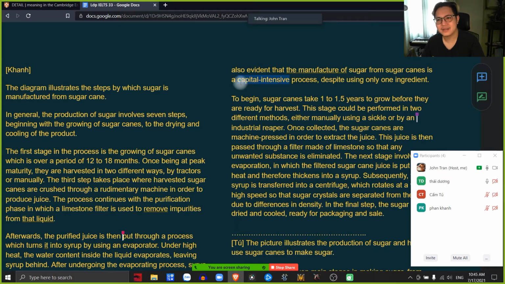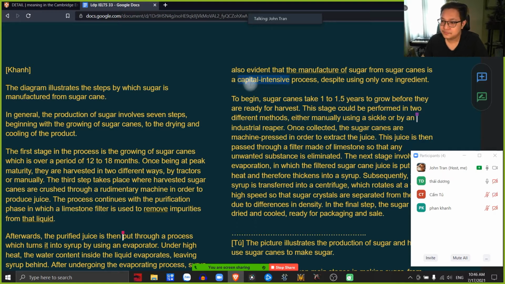Okay, I don't agree that it's a capital intensive process. And we don't say capital intensive. It sounds strange. We don't say capital intensive, I'm sure. In this case, at least in this case.